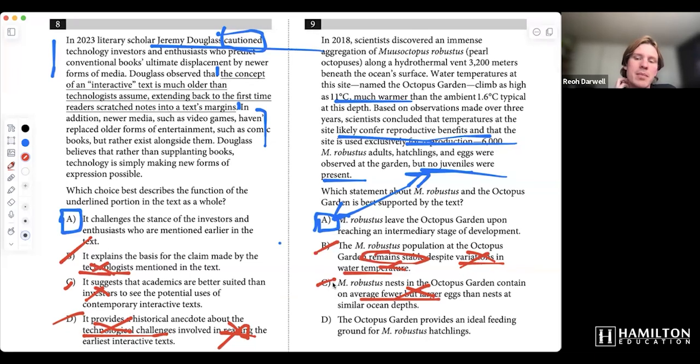And now, we know that the Octopus Garden is ideal for something, but is it ideal for these hatchlings? Feeding? We don't know if it's ideal for feeding, okay? So we know that it's probably good for reproduction, but do we know if it's good for feeding? Not directly mentioned in the text. But we do know directly in the text that whether they're eaten, whether they swim away, whatever, there are no juveniles present, meaning once they get to an intermediate stage, they are gone.